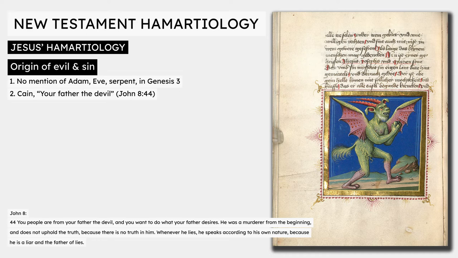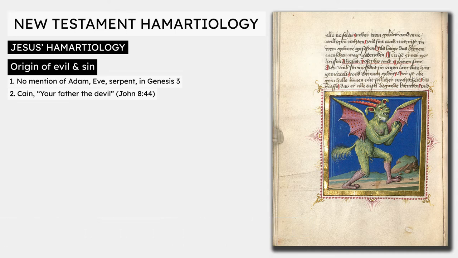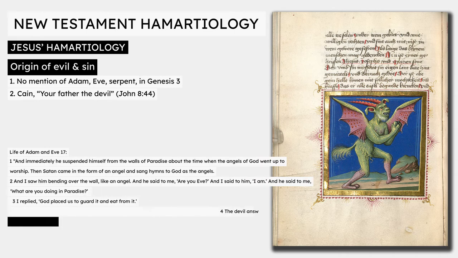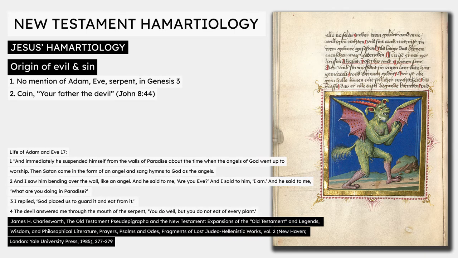In fact, nowhere in Second Temple period literature does any text identify the serpent in Eden as the devil, or say it was Satan or the devil who tempted Eve, rather than the serpent. The earliest text which does attribute the temptation of Eve to the devil is the pseudepigraphal work Life of Adam and Eve, in which the devil is said to speak through the mouth of the serpent in order to tempt Eve. However, even then, this text doesn't even use the word for devil. It uses the word Satan.